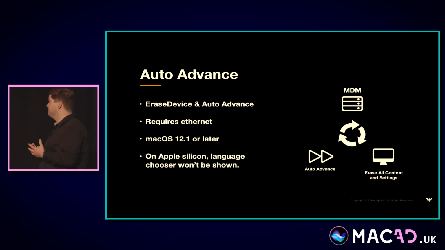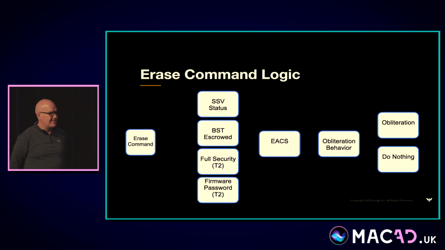Just for me and maybe the rest of the audience, Nick, what's the key difference between obliteration and the EACS? Yeah, so if you're allowing obliteration or if you're using the default behavior, obliteration is the old behavior of the erase device command. So you will need to completely reinstall macOS, no data is preserved. So basically exactly how the erase device command worked prior to macOS Monterey.